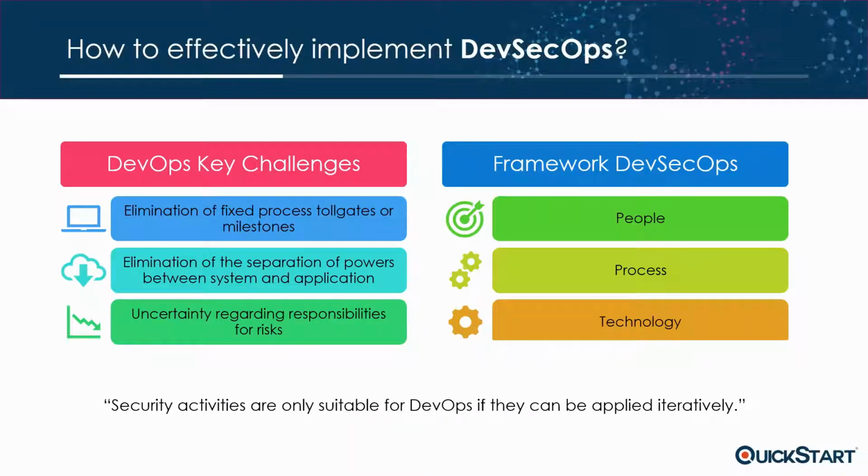Moving to how to effectively implement DevSecOps. The key challenges that we need to face in DevOps are the elimination of fixed processes, toll gates or milestones, the elimination as well of the separation of powers between system and application, and the uncertainty regarding responsibility for risk. So this is the beginning, right? These are the real challenges that we face.